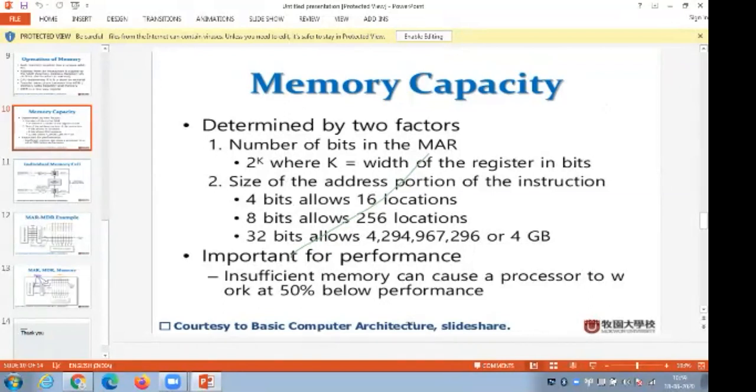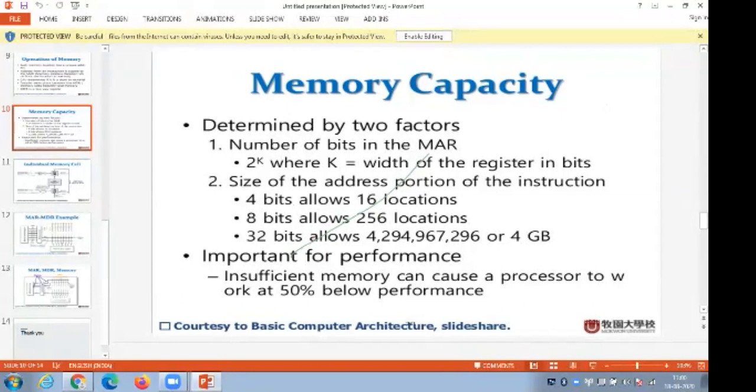Bit is nothing but the storage capacity, the unit that is mentioned in the memory. But memory consists of a number of cells where the information is stored. So the information is stored in the cells.